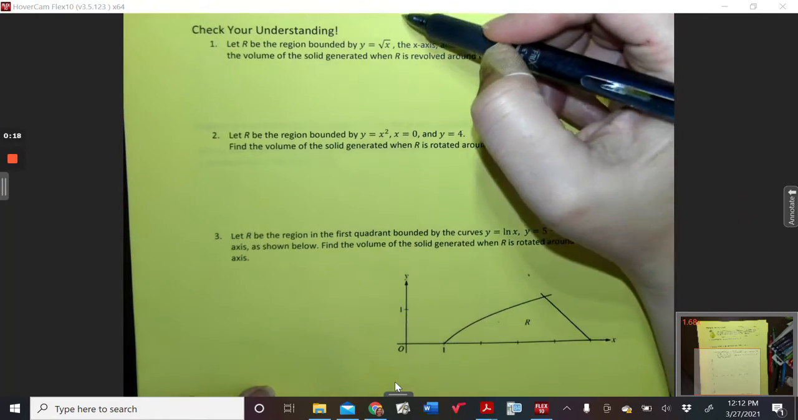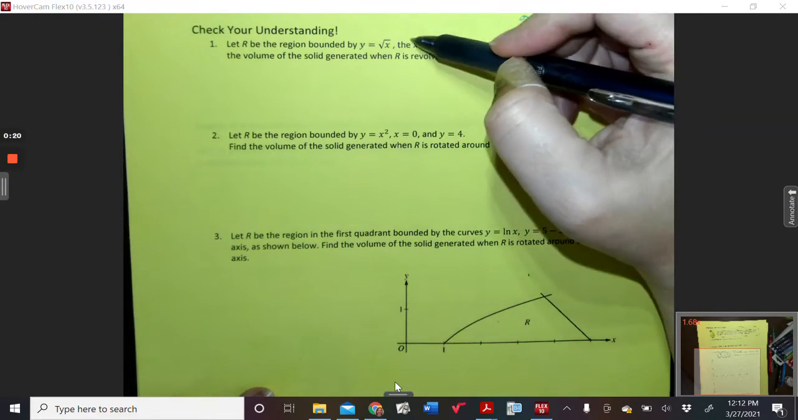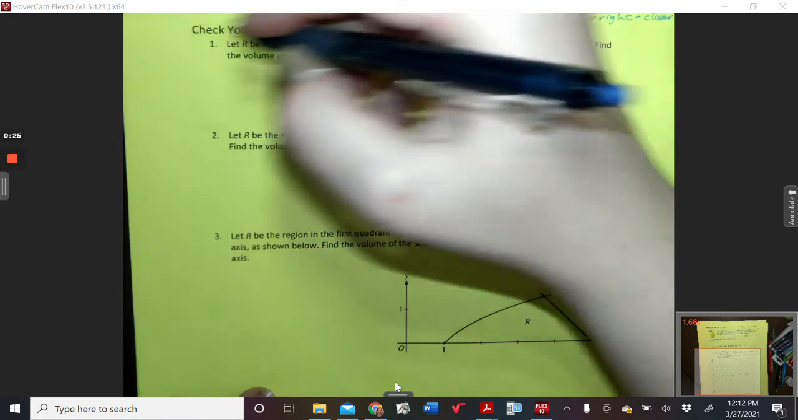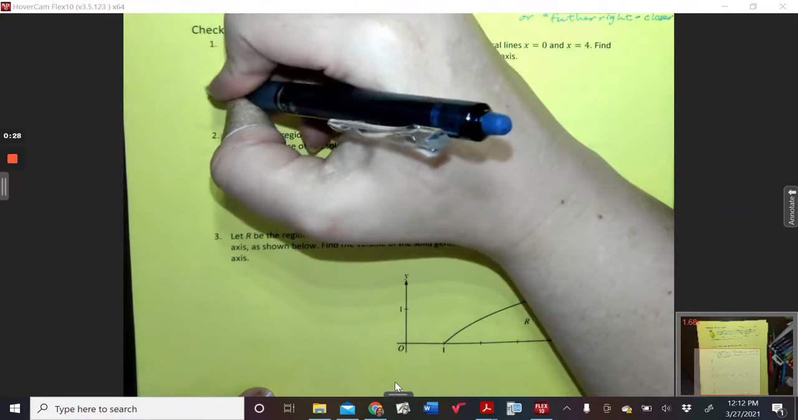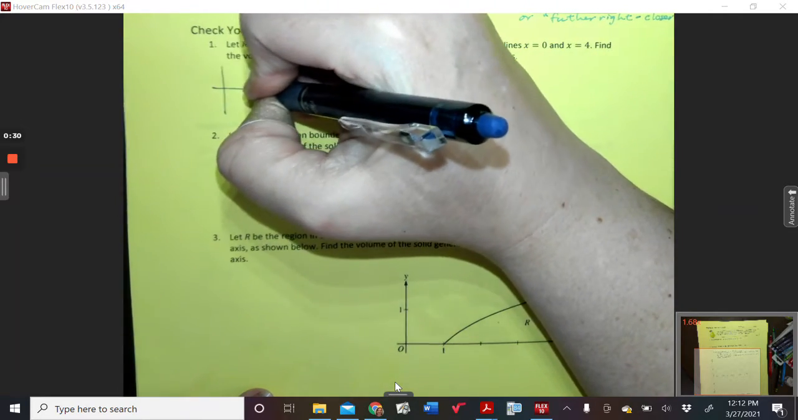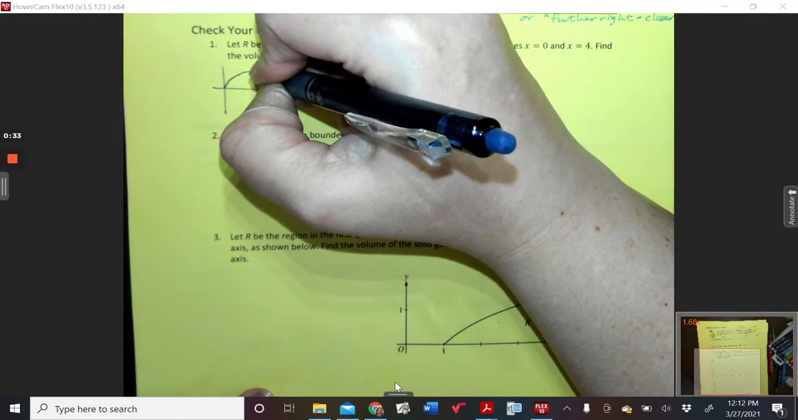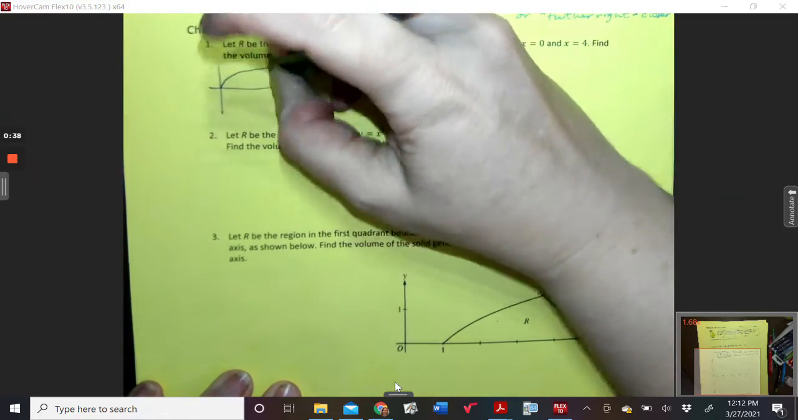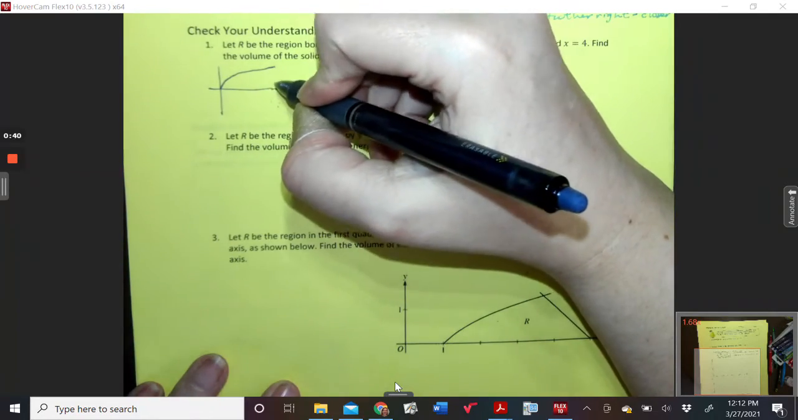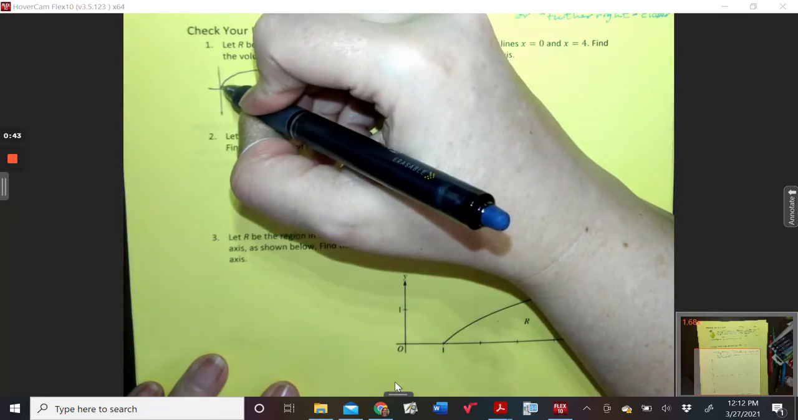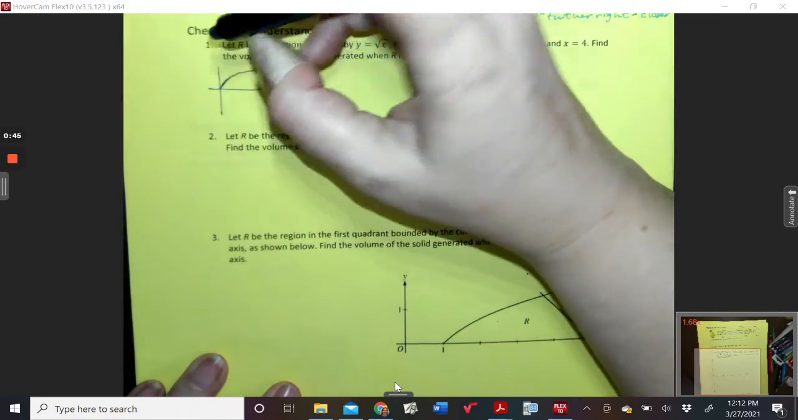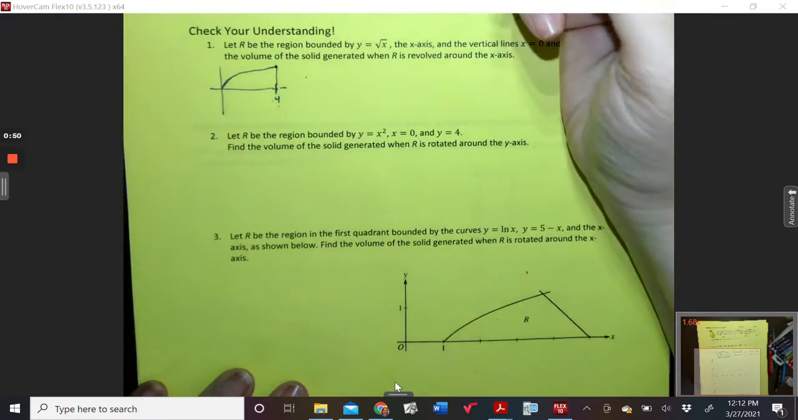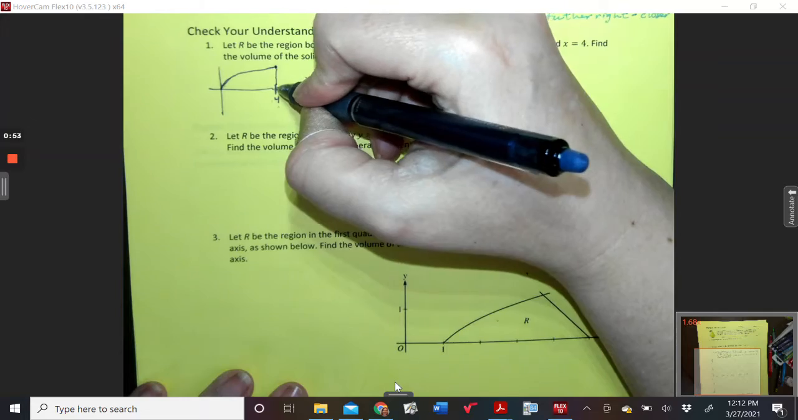All right, let R be the region bounded by y equals square root of x, the x-axis, and the vertical lines x equals 0 and x equals 4. So the square root function, which is just the parabola, x is 4. It's a sideways parabola, of course. X is 4. We're going to chop it off there. X is 0. We're rotating around the x-axis.